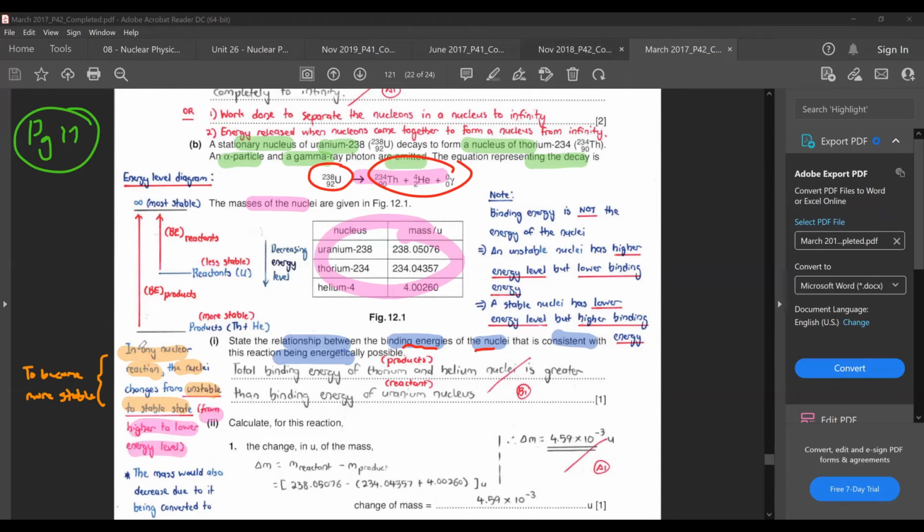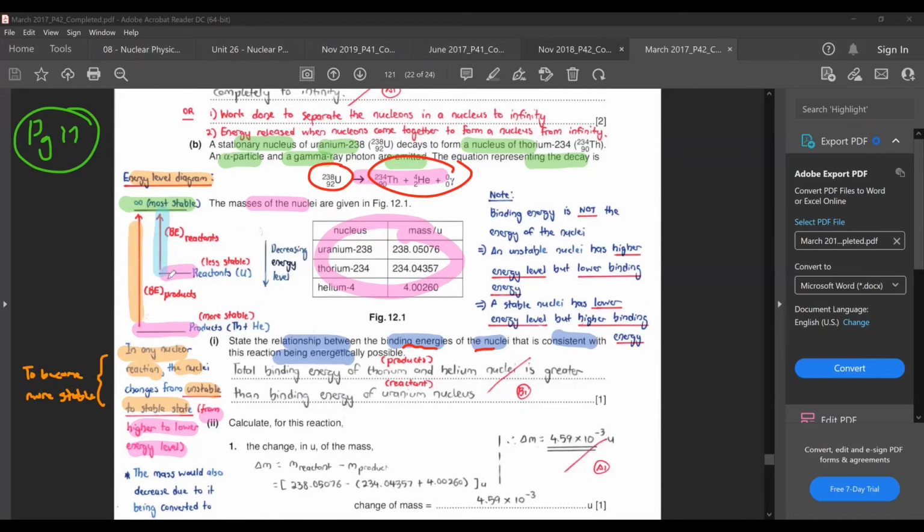Represented in an energy level diagram, this is what you're going to get. I drew 3 lines before this. The topmost one is infinity. Then you also have the lines representing the reactants as well as your products. Products generally will be lower than your reactants because they're supposed to be more stable, at a lower energy level. Here, look at the BEs. This one is BE of your reactants. This one is BE of your products.